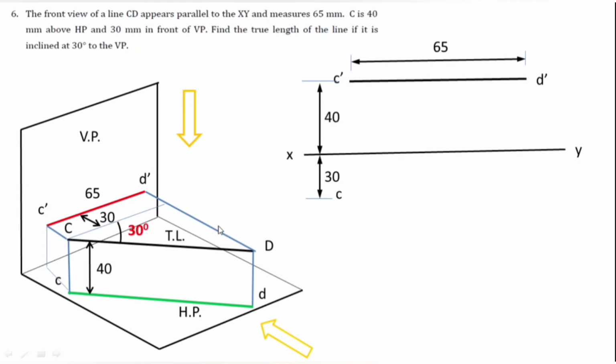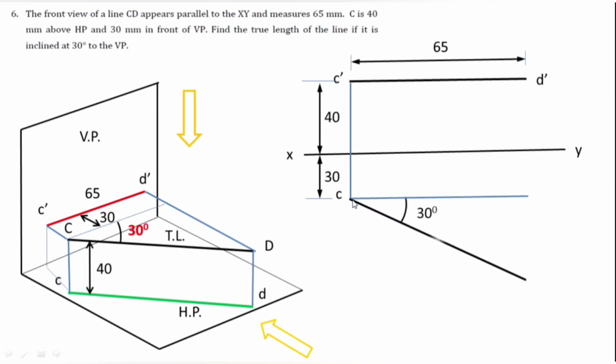So now what we need to do? We need to draw an angle at point C. This point is C, and at point C I need to draw a 30 degree angle but in the downward direction. As you can clearly see, small c, which is the top view of the line, is lying just below the c dash. Similarly, the small d is lying just below the d dash. So I need to draw a 30 degree angle in the downward direction in this way.